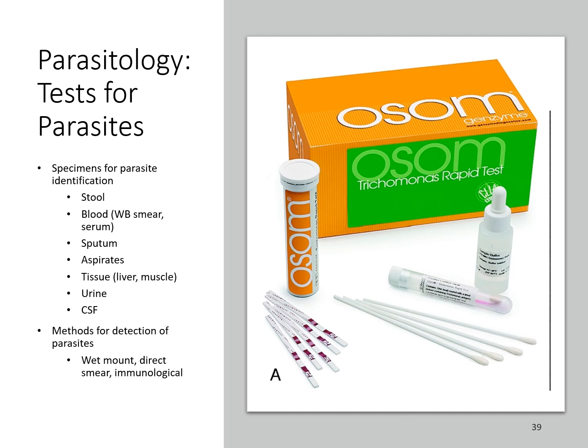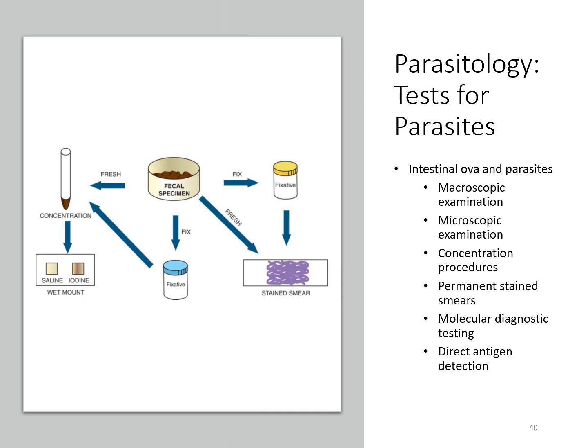And then you also have immunological type testing. So here is an example of an immunological type test where the patient is being tested for trichomonas, which is a sexually transmitted parasite. With intestinal ova and parasites, you're looking for the parasites or the eggs of the parasite in the feces.